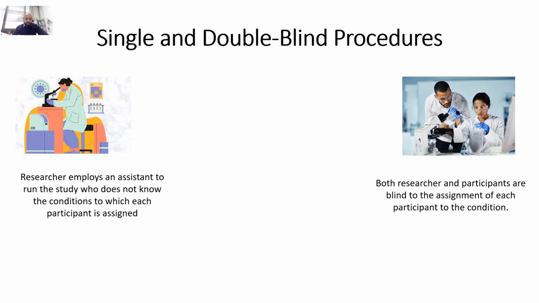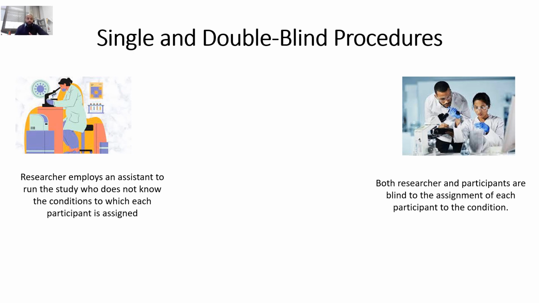The first method that you can employ is single or double blind procedures. Now, what is a single blind procedure? A single blind procedure is where the researcher himself or herself does not necessarily get involved in the way the research design is being implemented. They design the research, and of course they can also collect the data if they want to, but it is the researcher's assistant who runs the study. However, the researcher's assistant does not know the conditions to which each participant is assigned.